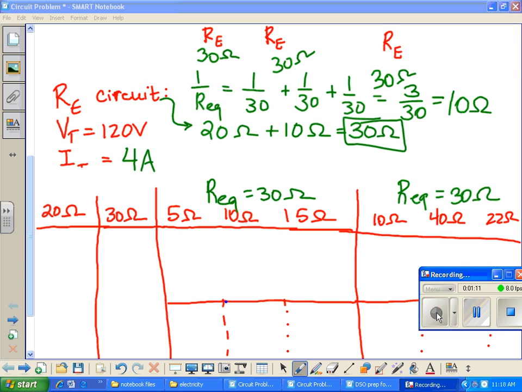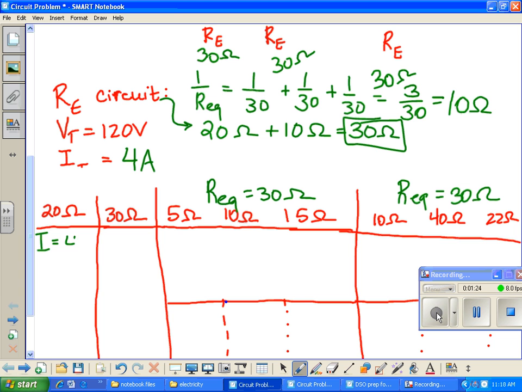So let's start with the 20 ohm resistor. I know that a total of 4 amps of current goes through the circuit. Does all the current have to go through the 20 ohms? Yes. So the I through this is going to be equal to 4 amps. And I know my R, and I now know my I, so I can solve for V. V equals I times R. So 4 times 20 is 80. 80 volts is what I spend here.